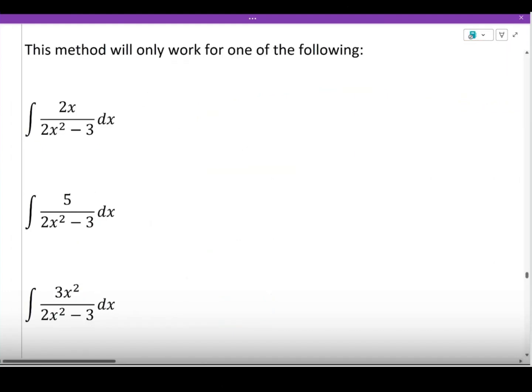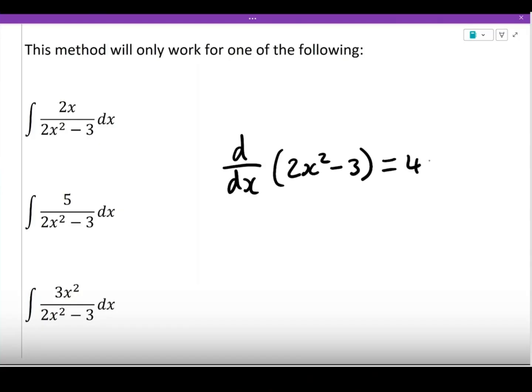Okay, so we have 3 fractions, 3 integrals, and it says the method will only work for one of the following. Well, if you look at all of the integrals, the denominators are all raised to the power of 1, so therefore we can't use indice laws. We're going to have to potentially consider our natural logarithm. And remember, our check is to differentiate my denominator, which is common to all 3 questions. So 2x squared, take away 3. If I differentiate this, I get 4x.